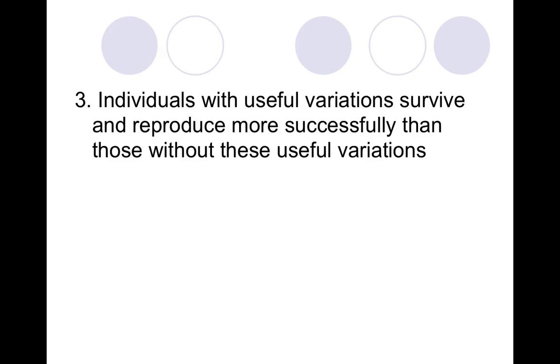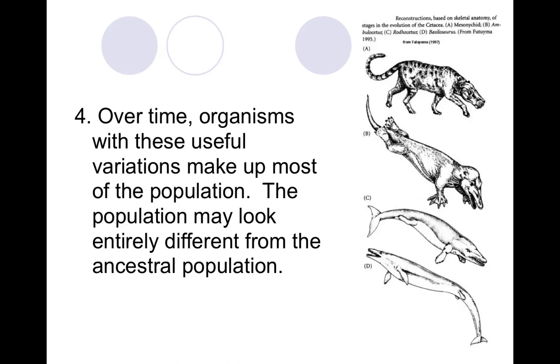Number 3 is individuals with variations that help them survive or reproduce more successfully are going to be the ones that are passed down, rather than those without those useful variations. So individuals that have those variations that allow them to live long enough in that environment to reproduce are the ones that are going to survive. Those variations are the ones that are going to become prevalent.